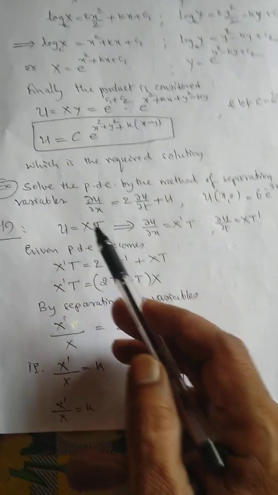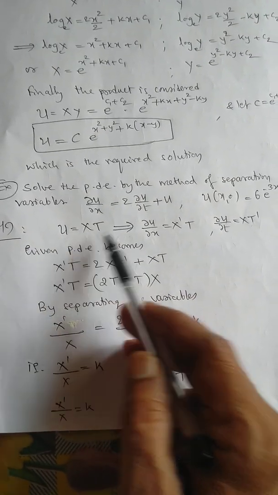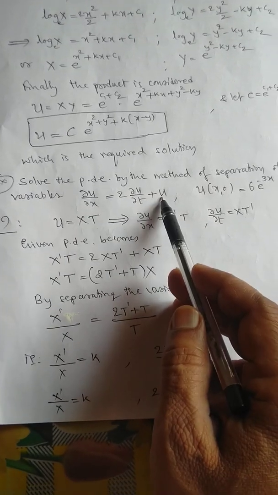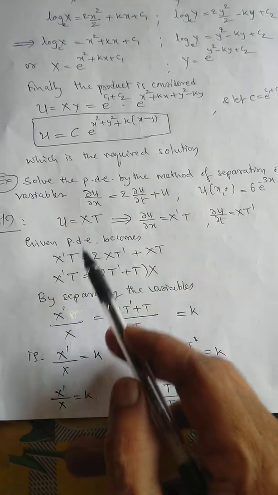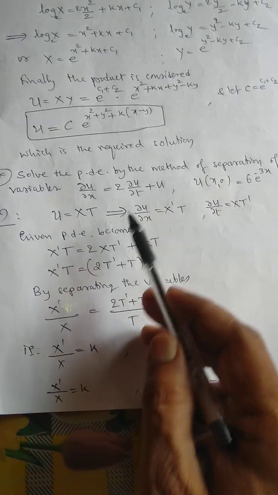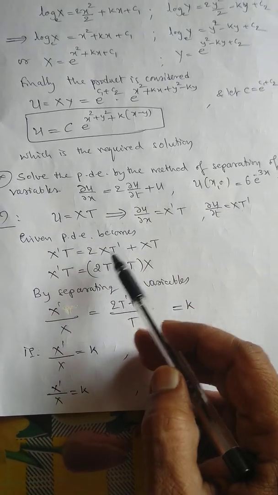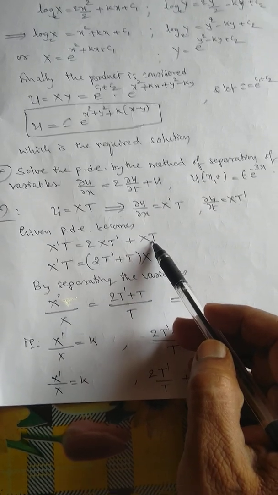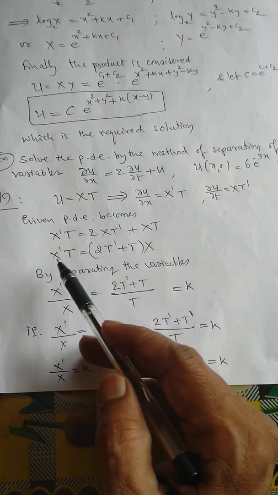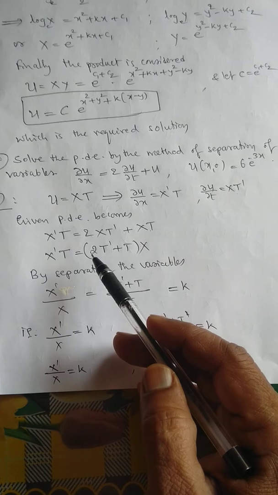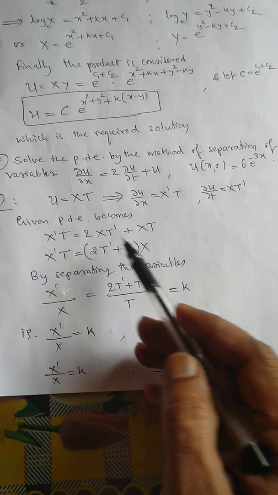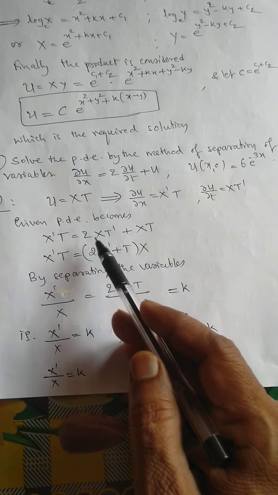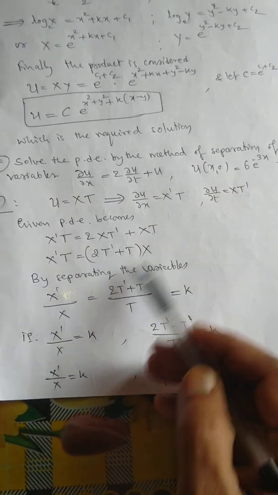So we next substitute this and this in the original partial differential equation. So dou u by dou x equal to x dash t is equal to 2 into dou u by dou t, that is x t dash, plus u, which is x into t. So x dash t is equal to 2 t dash plus t, and in this x is common, so taking x outside, x times 2 t dash plus t.